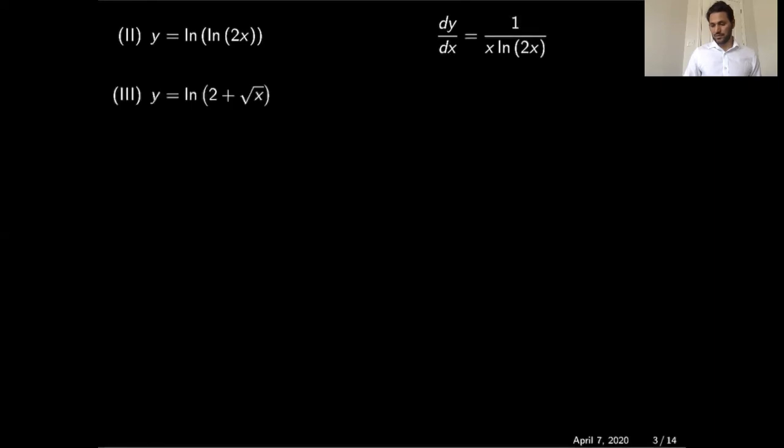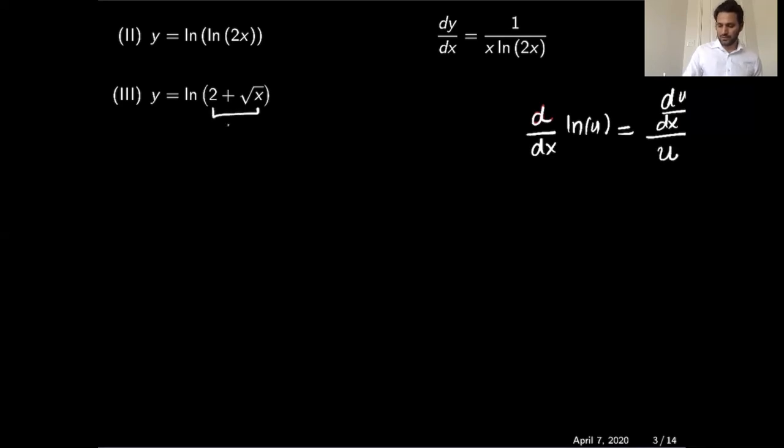Now let's take one more problem. Here I have a problem: natural log of 2 plus square root of x. In order to expedite our calculation process, from now on we will use this formula: the derivative of natural log of u with respect to x is du/dx, which is basically the inside function, divided by u. Here you can see this is your function u.